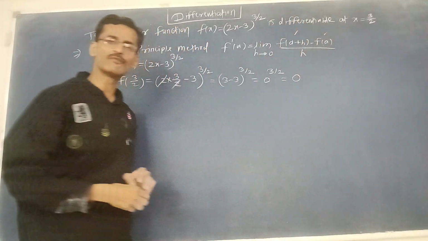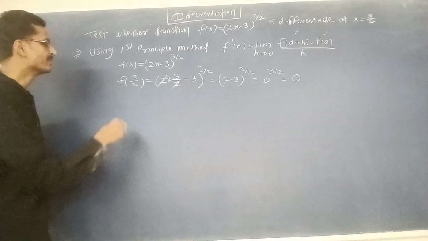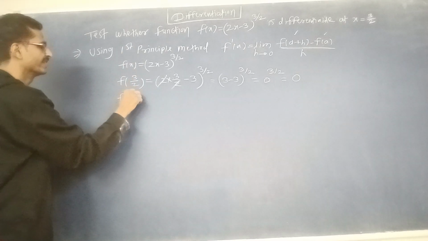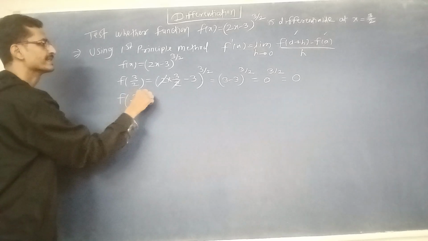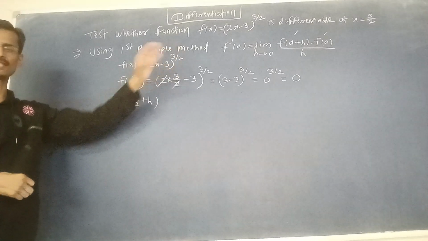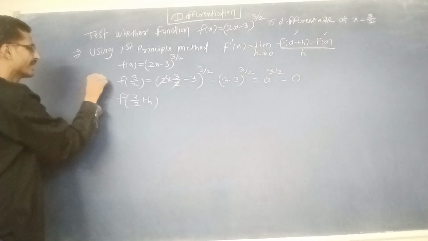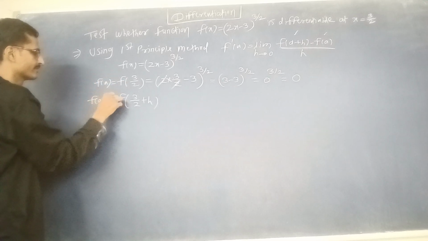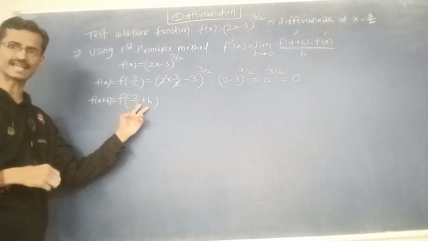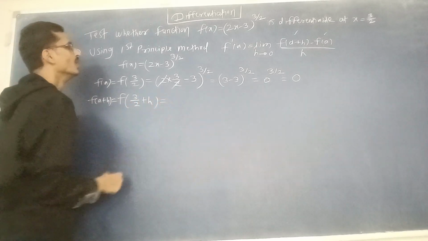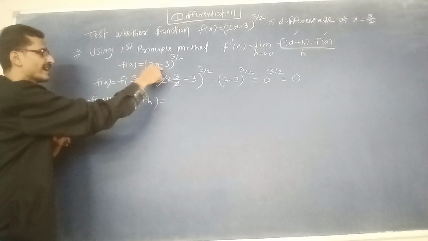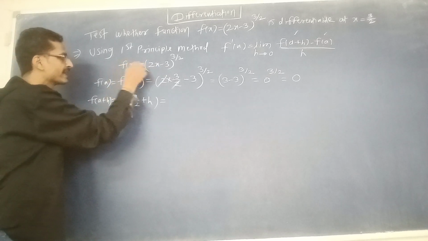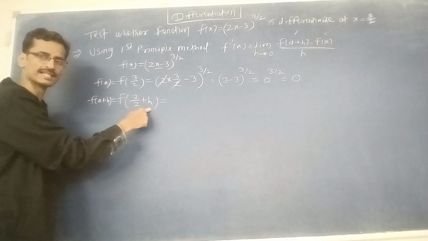Now let us find f of a plus h. That means here, how we can find a plus h? That is a is 3 by 2 plus h. If you want, you can write here f of a and here f of a plus h, that is 3 by 2 plus h. So here now this is f of x, we want f of 3 by 2 plus h. That means put here x is equal to 3 by 2 plus h.